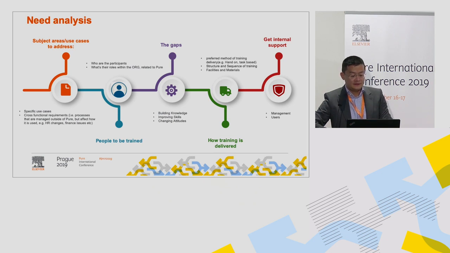So the next step is we look into the use cases, and then we identify the processes and who the persons are that are attached to or responsible for these processes, and what their role is within the organization, and what their role is within Pure. And then we look at what the gaps are for these persons. So you want to improve the knowledge, or improve the skill, or even change their attitude toward Pure, or start using Pure. And based on that, we develop the training content.